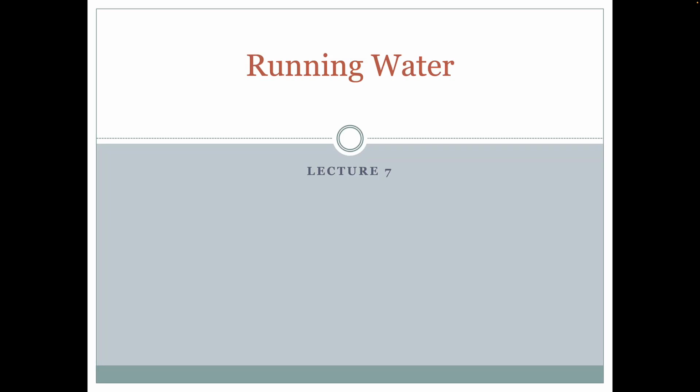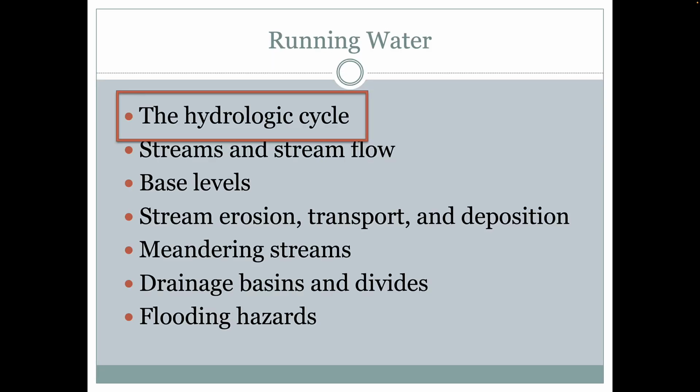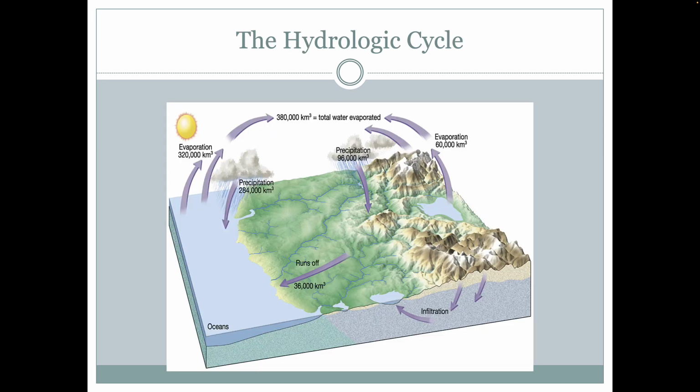In this lecture, we're going to talk about running water. And these are all the types of topics we're going to cover, but let's start out with the hydrologic cycle. So the hydrologic cycle is how water circulates on the surface of the earth.